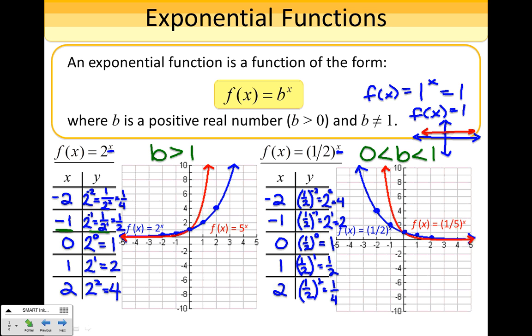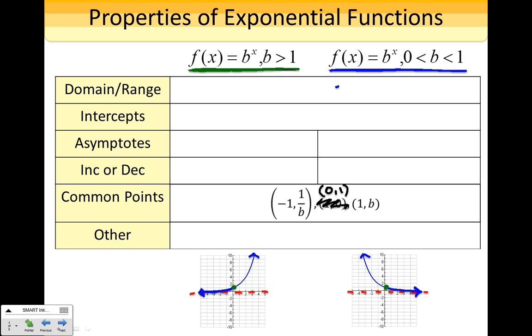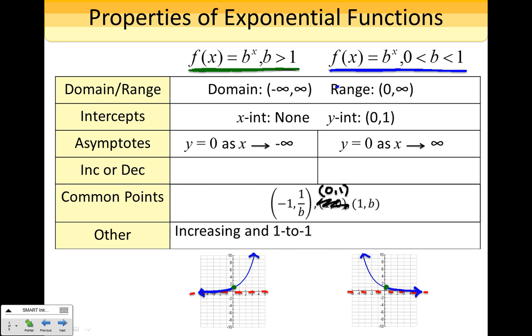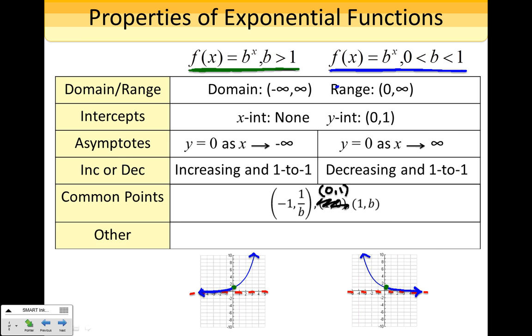So -1 and the inverse of your base, 1 over 2. Over here we have -1 and the inverse of the base. We also have (0, 1) in both of these, as well as (1, the base). So for these functions, those three points you will always have, depending on what the base is.